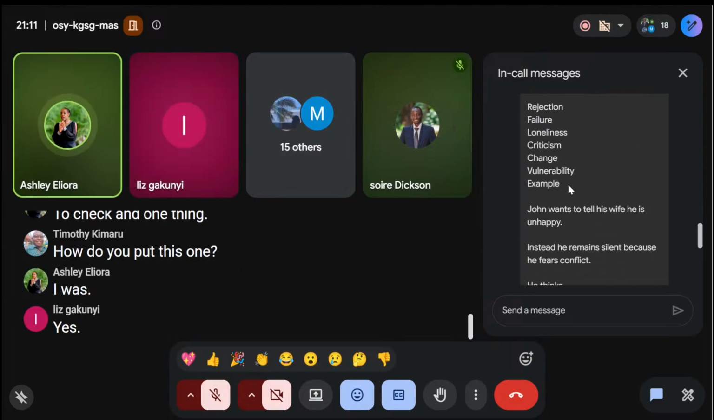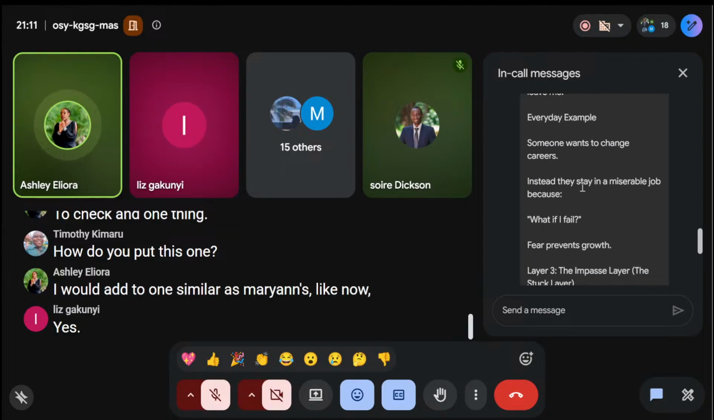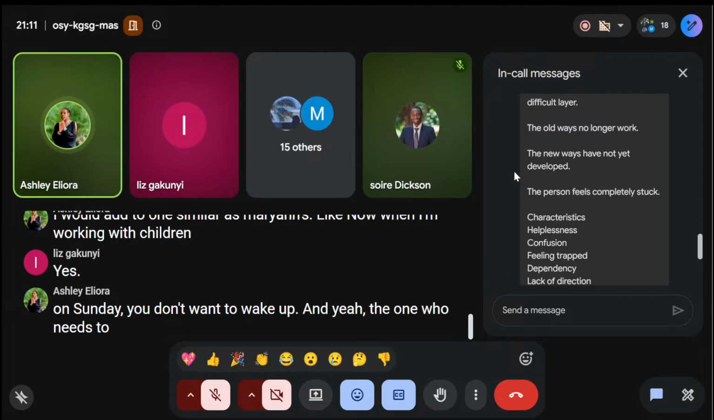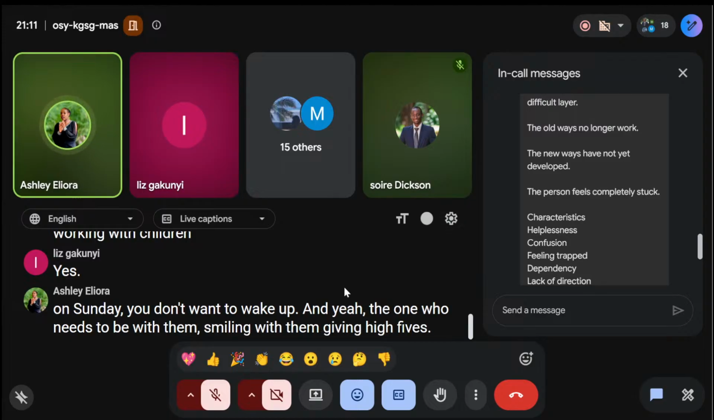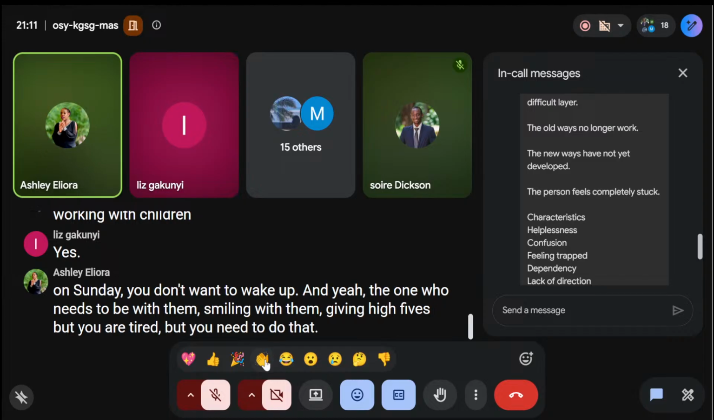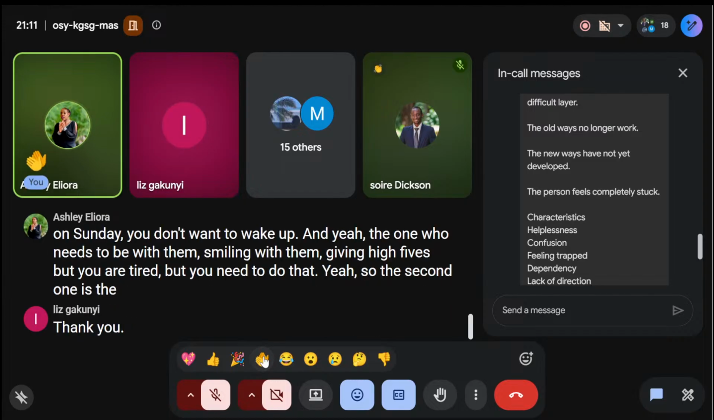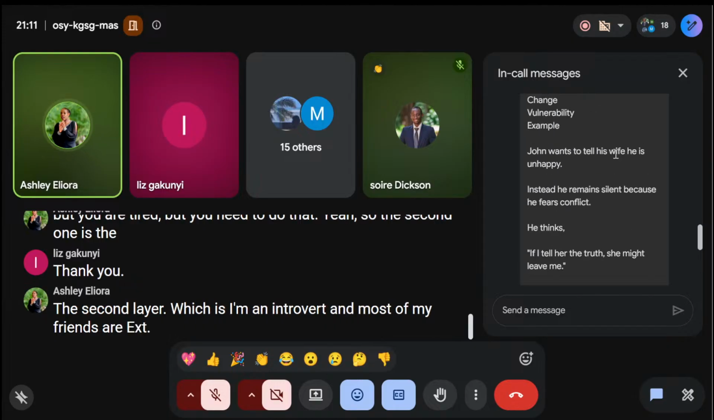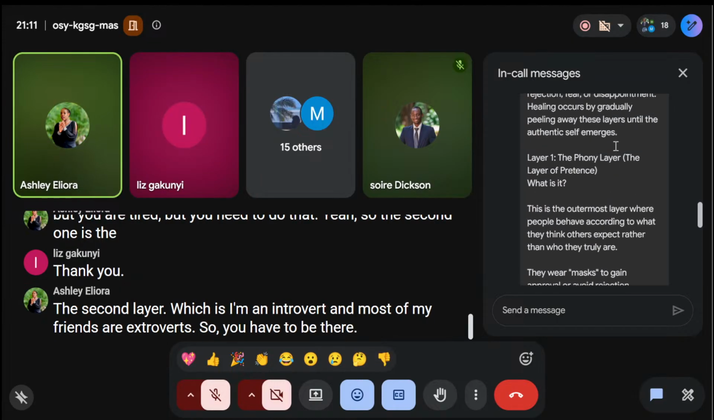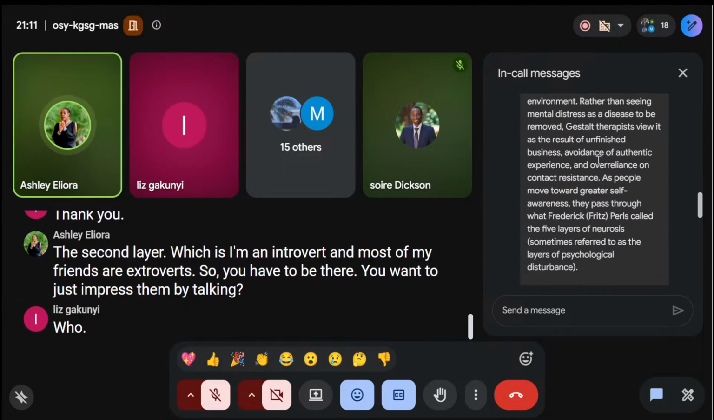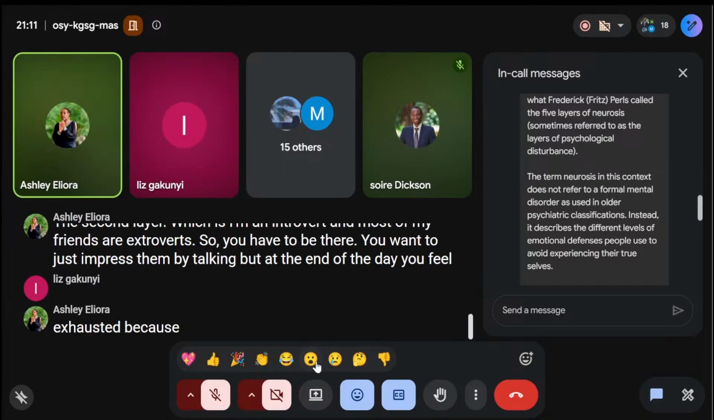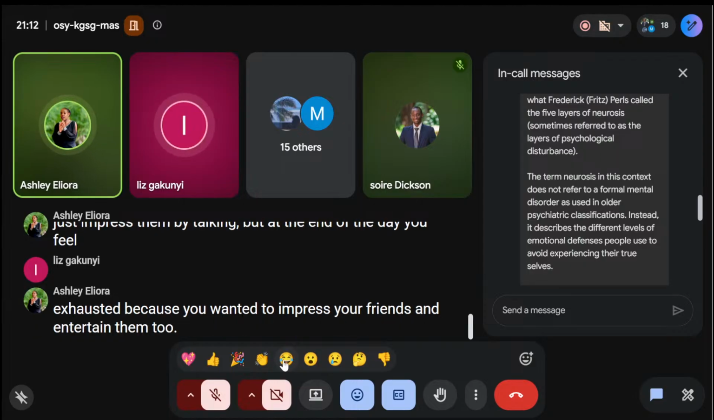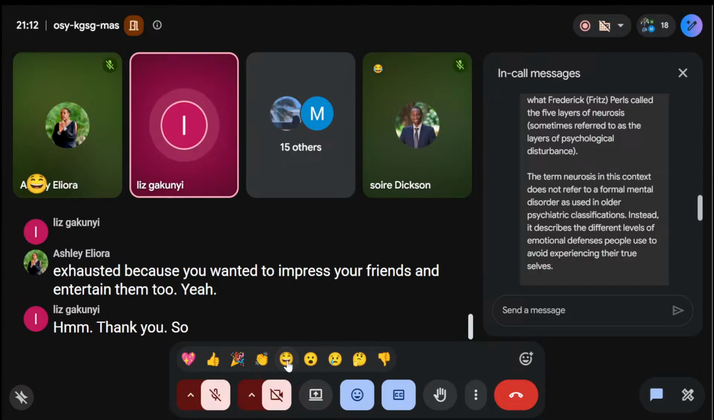I would add one similar to Marianne's. Like now, when I'm working with children on Sunday, you don't want to wake up and you are the one who needs to be with them, smiling with them, giving high fives, but you are tired, but you need to do that. So the second one is the second layer, which is, I'm an introvert and most of my friends are extroverts. So you have to be there. You want to just impress them by talking, but at the end of the day, you feel exhausted because you wanted to impress your friends and entertain them too. Thank you. So many times we are in these layers.